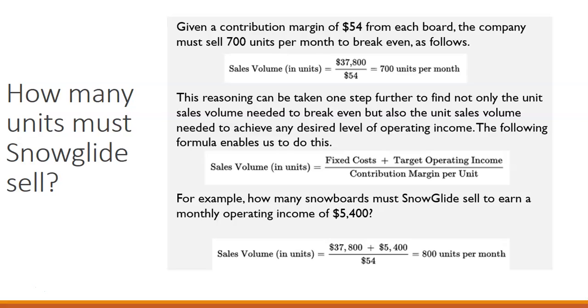We can then look at how many boards they must sell to earn a target operating income. So at the bottom, we're looking for a monthly operating income of $5,400. So we add that to their total fixed costs and divide by their contribution margin of $54 per board. And we're given that they must sell a minimum of 800 units per month in order to meet that target income.